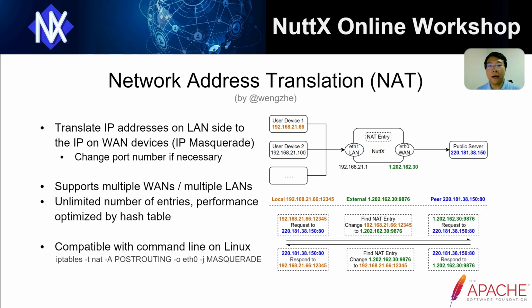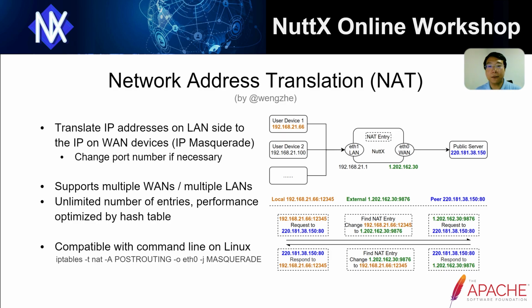We already have IP forwarding on NuttX to support routing between multiple devices. Maybe we can become a home gateway. So we added a NAT functionality. As shown in the figure, we call the addresses used by user devices as local addresses. We call the address assigned to the WAN device of NuttX as external address. Normally, the external address will be a global address.